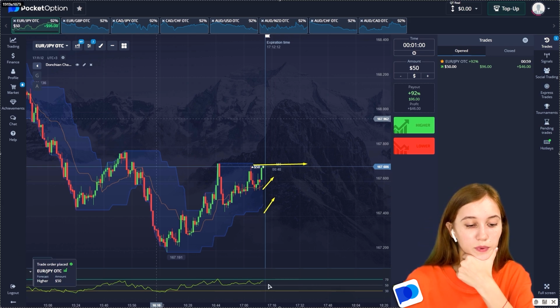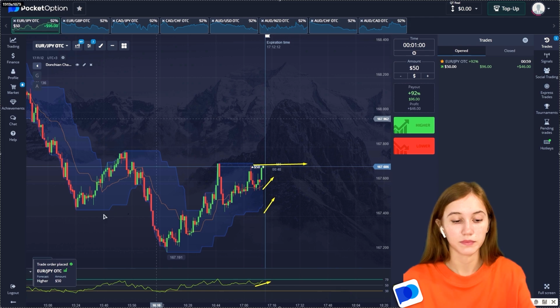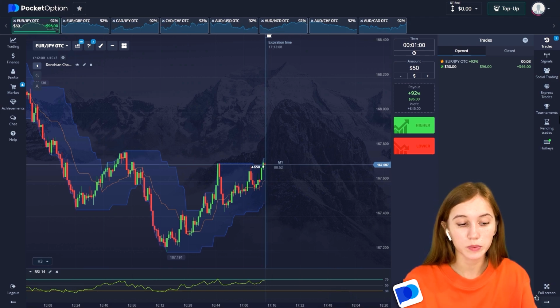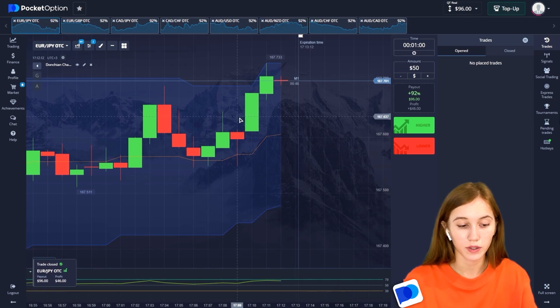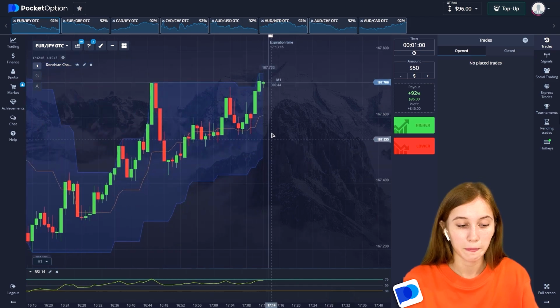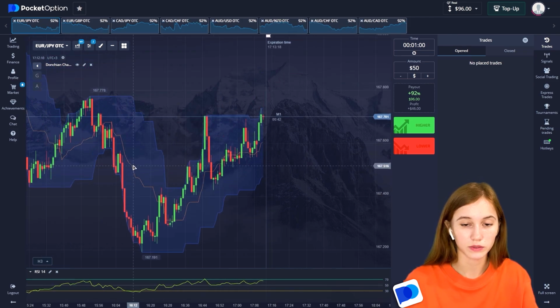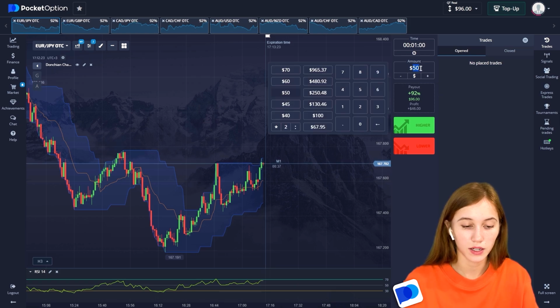RSI. We are also above the average market level of 50 and below overbought 70. Let's look at the chart. At the moment, we're above our opening point and the trade is closing positive. You can see it on the balance in the lower left corner. Let's increase the amount to 96 and move on to the next concept.